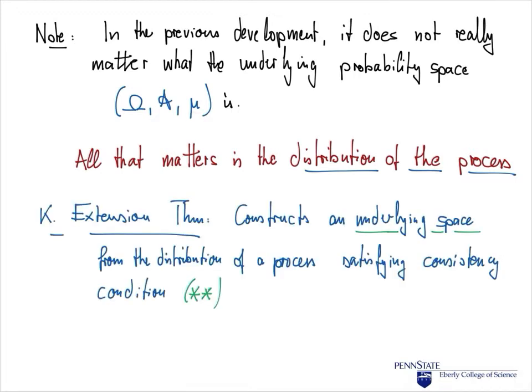So the Kolmogorov extension theorem now constructs a space that is very convenient for us. It constructs an underlying space from the distribution of a process, as long as this distribution, that sequence of probability measures Pn, satisfies the consistency condition 2 star. And this underlying space is convenient for us in the sense that it is actually a measure on the full sequence space A to the N.